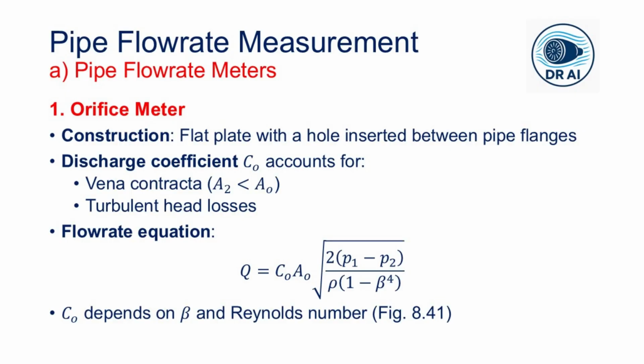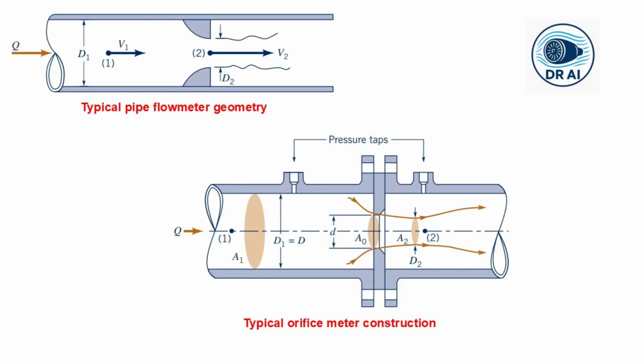Now coming towards the orifice meter, let us start with the simplest and the cheapest orifice meter as shown over here. It is literally a flat plate with a hole in it sandwiched between two pipe flanges. That's it. It's inexpensive, easy to install, and widely used. But it has drawbacks because the flow has to make that sharp contraction and then sudden expansion. There is significant turbulence and head loss in it.